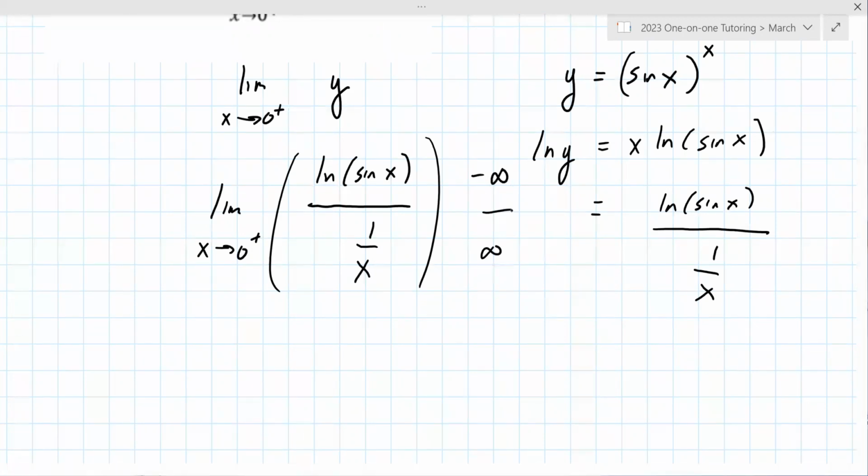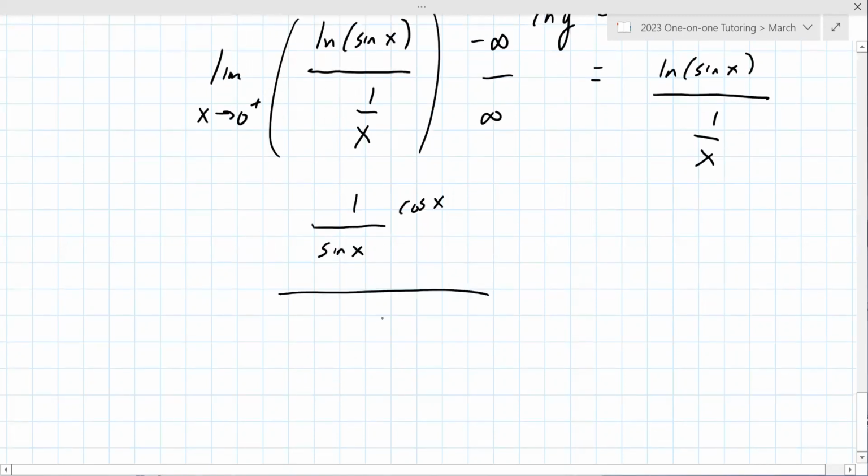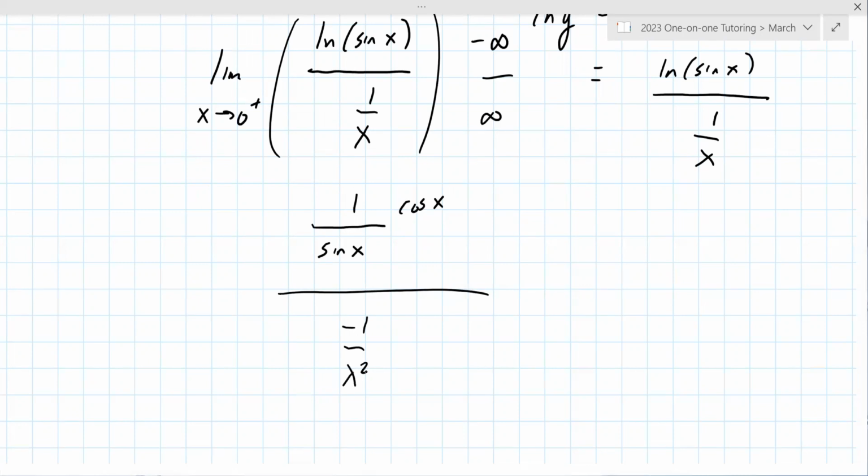Okay. So you have to take a derivative of the top and the bottom. The derivative of the top is 1 over sine x times the derivative of sine, which is cosine x. The derivative of the bottom is minus 1 over x squared. And now we can play around with manipulating this a little bit.